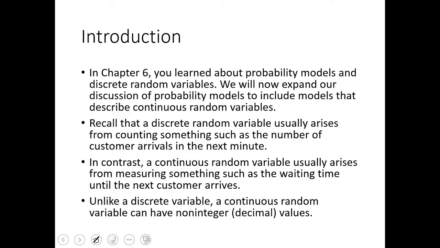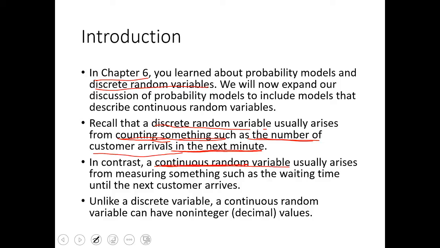In Chapter 6, we learned about the probability model based on the discrete random variable. The discrete random variable is usually based on counting something, like the number of customer arrivals in the next minute. But in this chapter, we will study the continuous random variable.